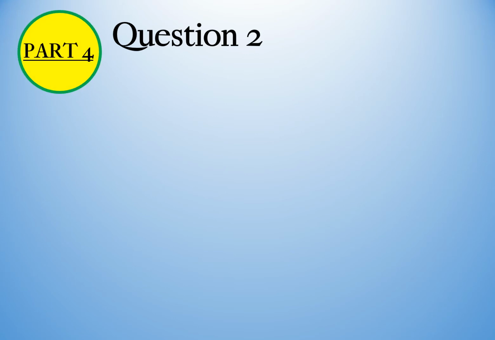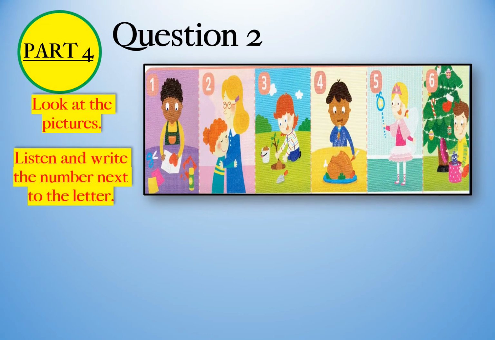Okay, here's part 4. Look at the pictures. Here are the pictures. Listen to me and write the number next to the letter. So you must write the letter first and then write the number. So, A. She plants trees. She plants trees.